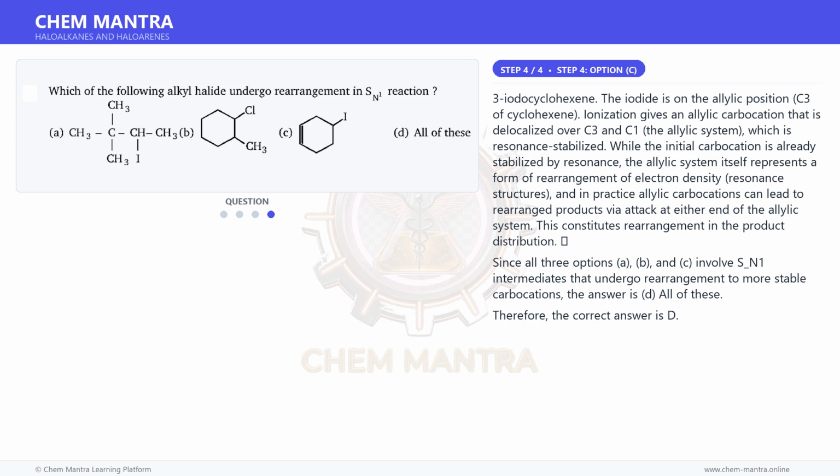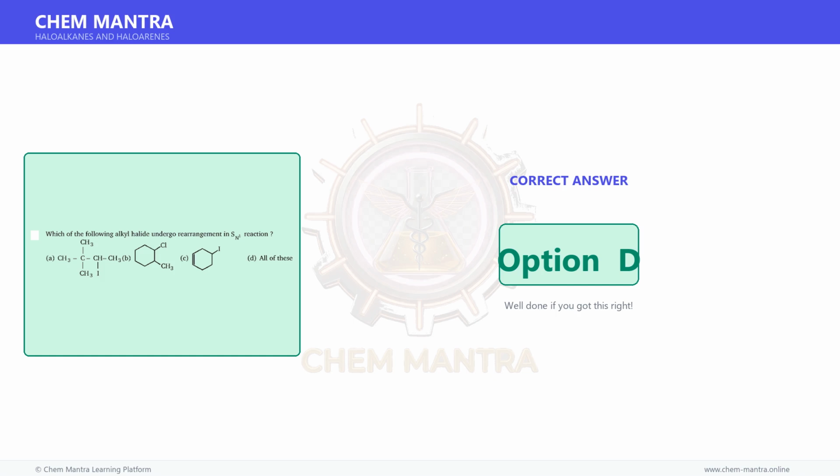Since all three options, A, B, and C, involve SN1 intermediates that undergo rearrangement to more stable carbocations, the answer is D, all of these. Therefore, the correct answer is option D.